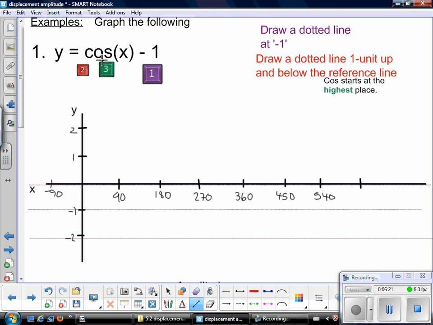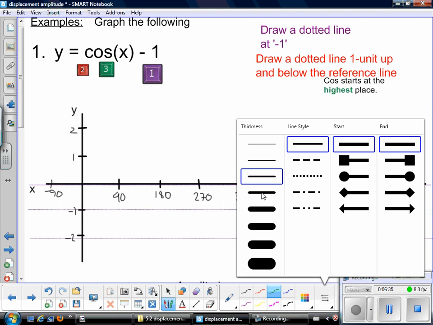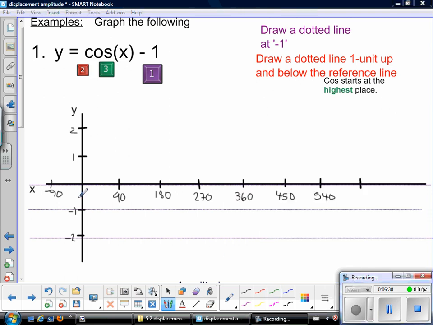Okay, the next thing I look at is cosine. Cosine starts at the highest spot. So in this case, the highest spot would be here at 0, 0. So what I do is I treat it like a ping pong ball. You heard me say that before, in the sense that I start at the highest point, and every time I go across a dotted line, and at every 90, I put another little ping pong ball. And so then I keep going down.